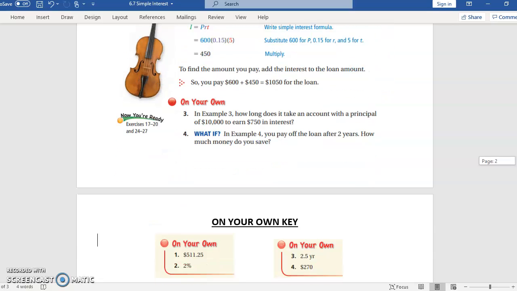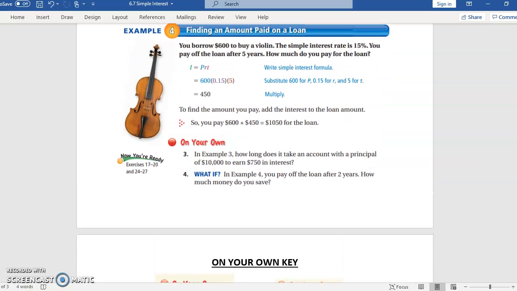All right, so let's do 3 and 4. Ooh, there's the answers down there. We won't look at those right now. Number 3, we'll check them though. In example 3, how long does it take an account with the principal of $10,000 to earn $750 in interest?